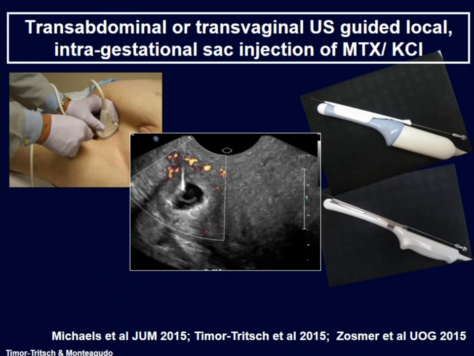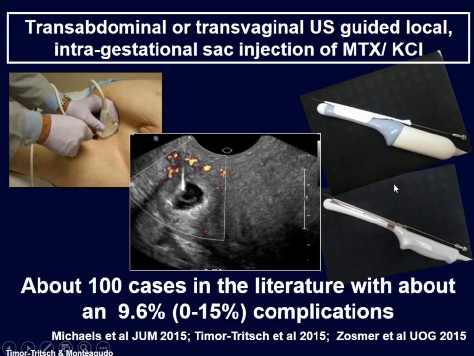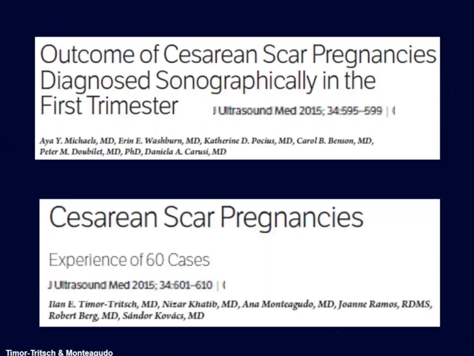Transabdominal or transvaginal ultrasound-guided local intragestational sac injection of methotrexate or KCl can be done, as you see here, transabdominally or using the transvaginal probe. About 100 cases in the literature were reviewed with about 10% complications. Here are the two articles that summarize the experience of the cases done in the United States, which count about 100 at this time.